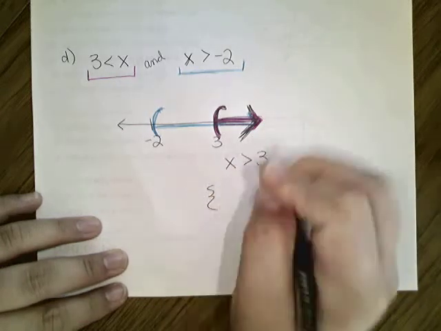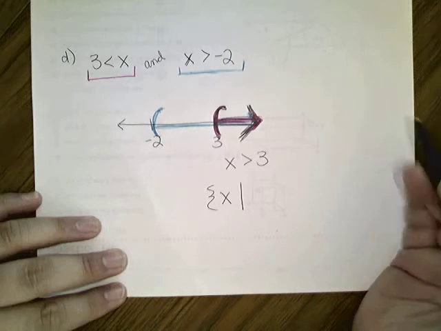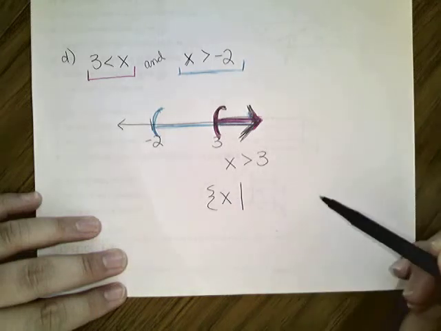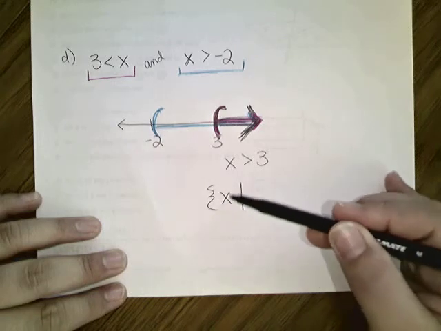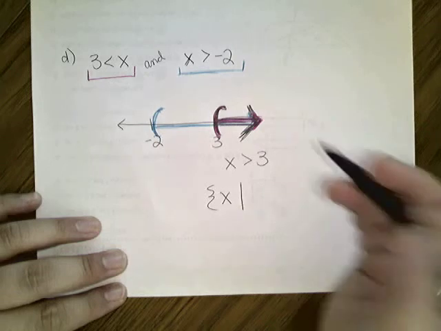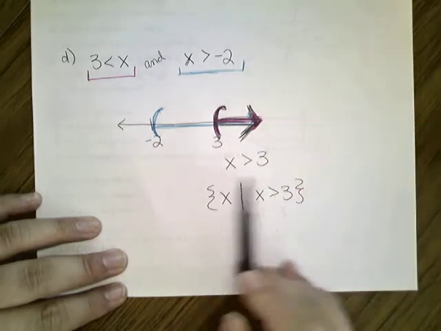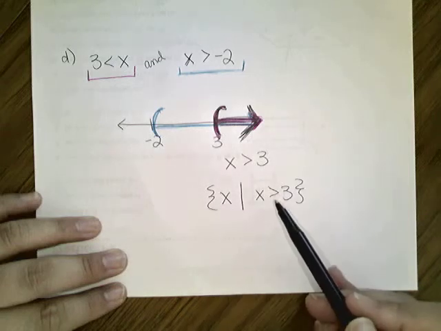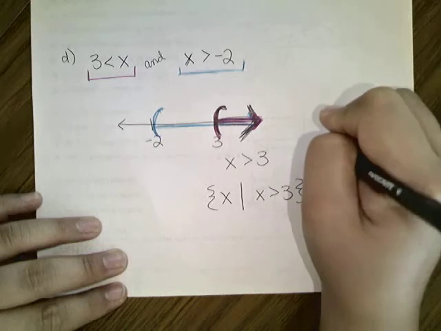Set builder notation is writing a mathematical sentence using a bunch of symbols, right? So our brace that we're using here, both on the left and eventually on the right-hand side, says the solution set of. We're using the variable here, x. This bar means such that, and then we plug in the inequality. X is greater than 3. So this whole thing means the solution set of x such that x is greater than 3. This is set builder notation.